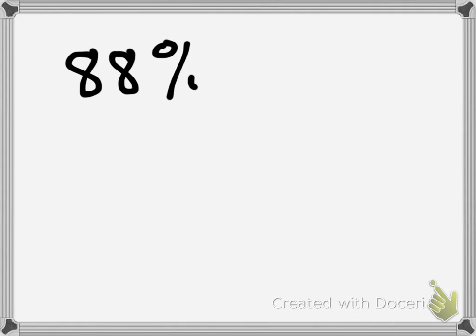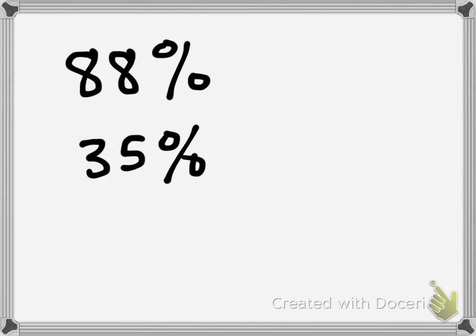Any percent that's less than 100, like 88% or 35%, this means that we're talking about less than the whole thing. So if you got an 88 on a test, 88%, you got less than everything correct. If you got a 35% on a test, you got less than everything correct.